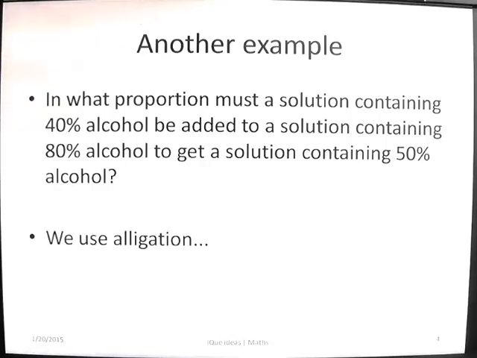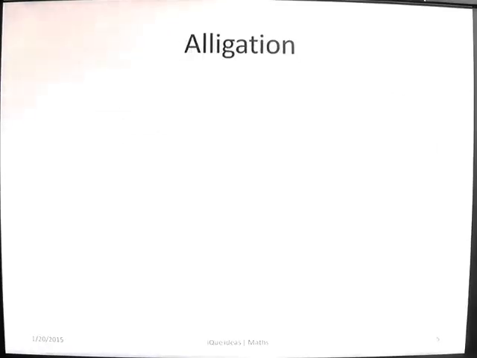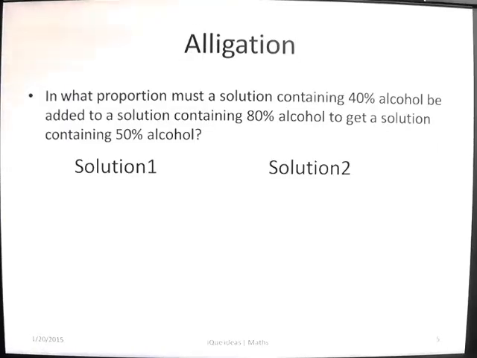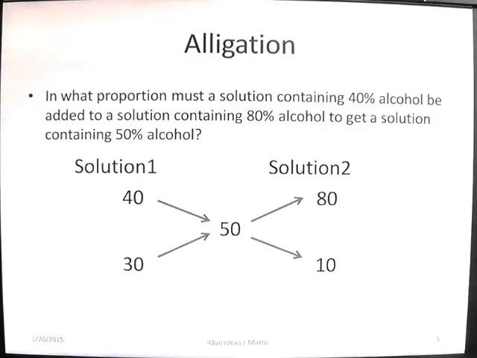So how do we use the method called alligation? Well, here it is. We are given that solution 1 contains 40% and solution 2 contains 80%, right? And when we mix both of them, we are required to get the solution which contains 50% of alcohol in it. So what we do is, from the left we subtract the two numbers. The difference of 40 and 50 we get as 10. Now we cross and get the difference between the other two, that is 50 and 80, which is 30.